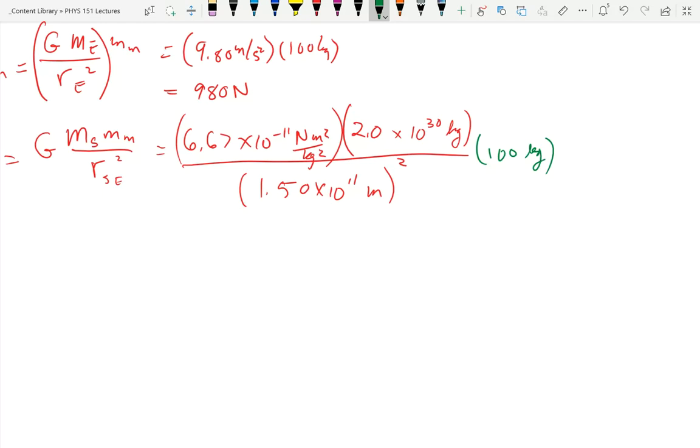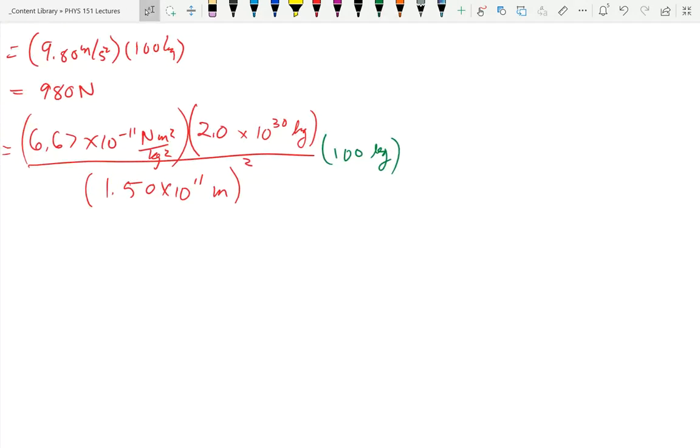Okay. So someone actually calculate this instead of me doing order of magnitude calculations in my head. 6.67 times 10 to the minus 11 times 2 times 10 to the 30 divided by 1.5 times 10 to the 11th quantity squared.